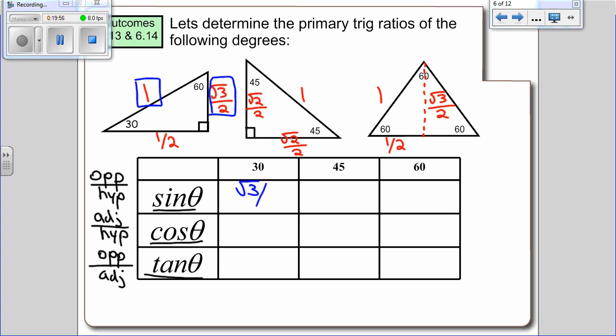And you're going to notice that sine for my 45 angle is going to be the same idea. It's going to be my opposite, which is root 2 over 2, divided by 1, which is just root 2 over 2. And on our last one, the same thing happens.